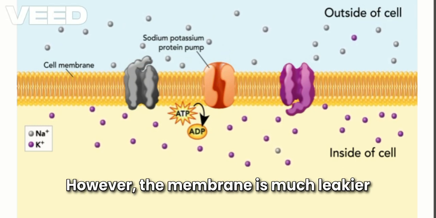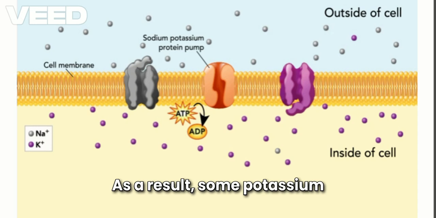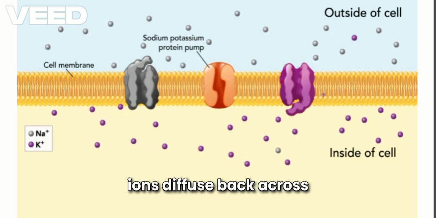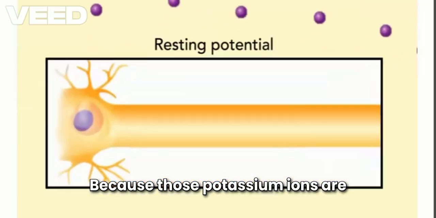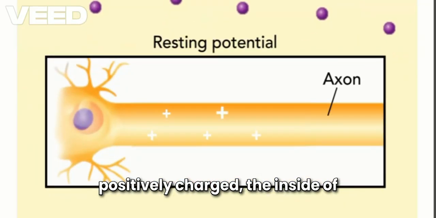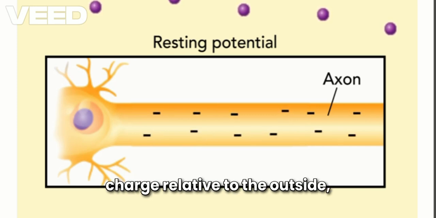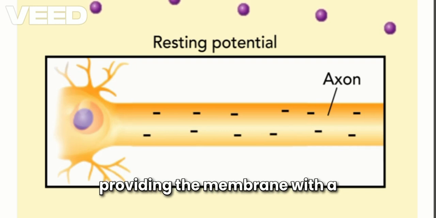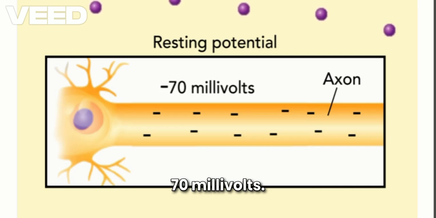However, the membrane is much leakier to potassium than sodium. As a result, some potassium ions diffuse back across the membrane and outside the cell. Because those potassium ions are positively charged, the inside of the cell carries a negative charge relative to the outside, providing the membrane with a resting potential of about -70 millivolts.